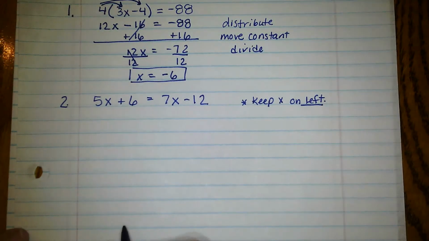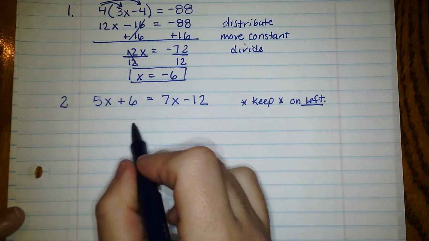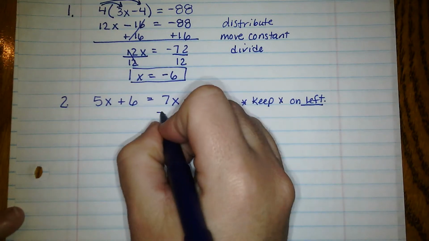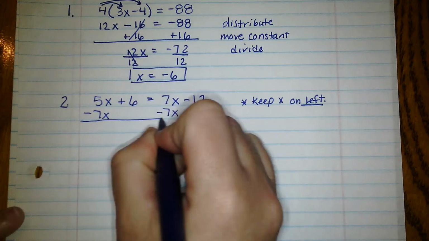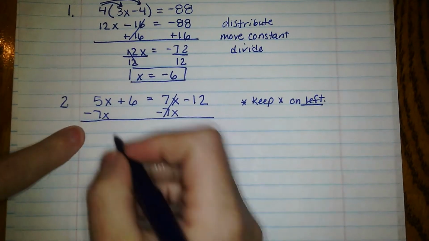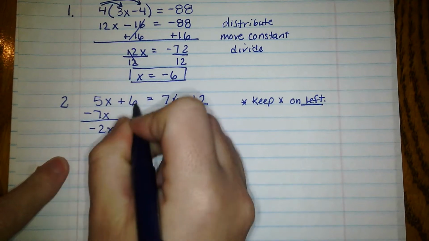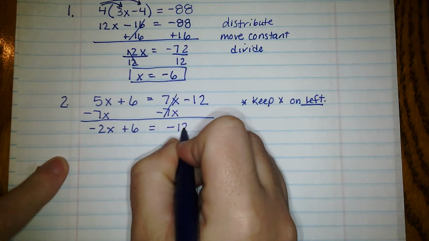It's just good practice. So if that's the case, what we're going to do is we're going to take our 7x and we're going to subtract it over. Remember, it's got to go under its like term with the 5x. 5x minus 7x gives us negative 2x. And we're going to bring down the plus 6. And we're going to bring down the negative 12.